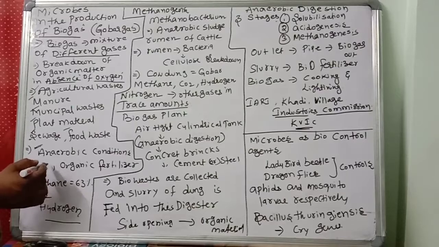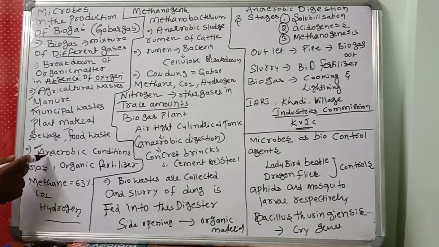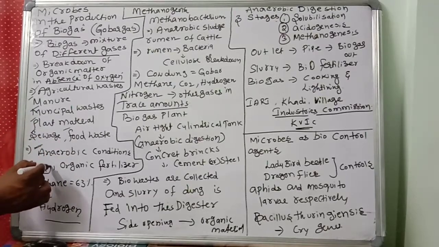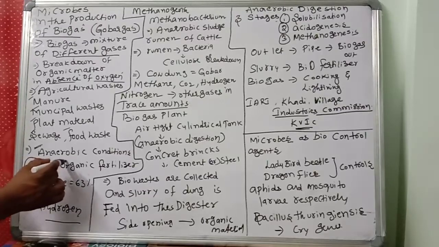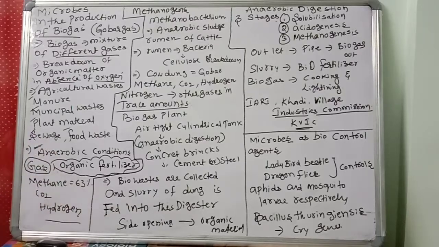So after anaerobic conditions, some reactions take place, right? In the anaerobic conditions, after the digestion of all these materials, we get one gas, that gas is the biogas, and also another material, the remaining slurry. That slurry is used as an organic fertilizer. The slurry is useful as fertilizer for the plants.